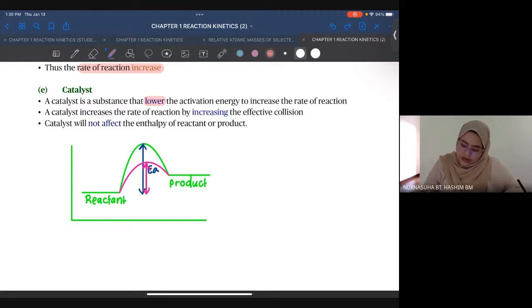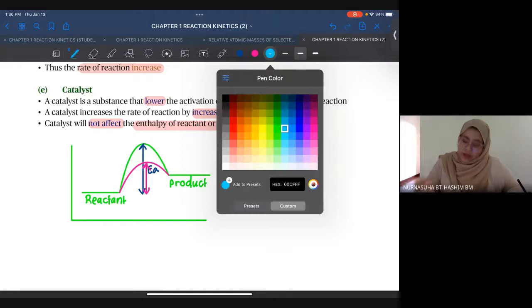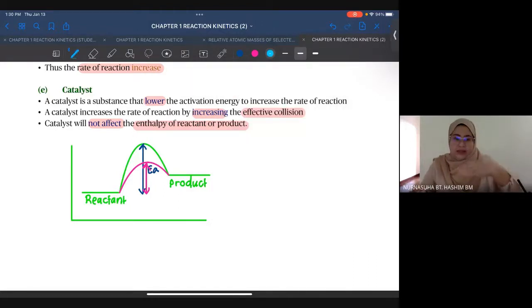Okay, catalyst increase the rate of reaction by increasing the effective collision. So, bila bukit dah rendah, makin banyaklah reactant boleh jadi produk. So, effective collision increase. And last one, catalyst will not affect the enthalpy of reactant or product. So kalau awak tengok kat sini, even though we decrease the activation energy, but energy of the product and energy of the reactant remains the same.